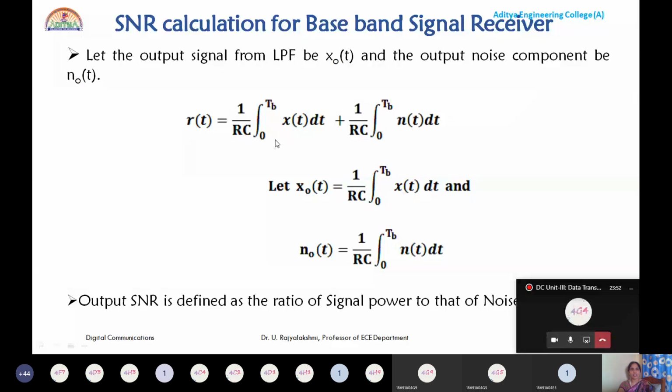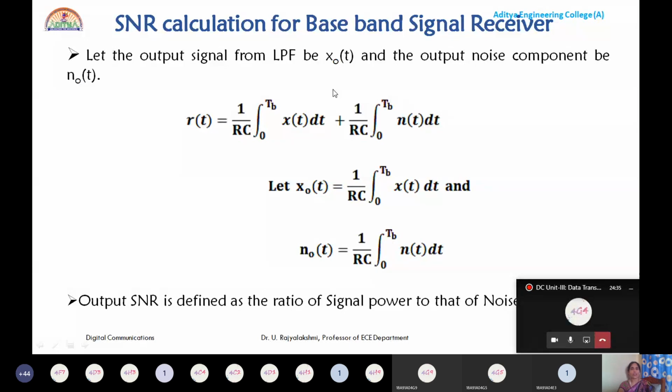Let us take the first term as x_0(t). Let us assume the first term, the integration of x(t), as the output signal, because the output signal we can take as the integration of the input signal, assuming the noise is absent for evaluation of the output signal. Similarly, let us take 1/RC integral 0 to Tb n(t) dt, the second term, as n_0(t). For evaluation of noise, we did not consider the signal. This is an assumption. So n_0(t) will be 1/RC integral 0 to Tb n(t) dt.